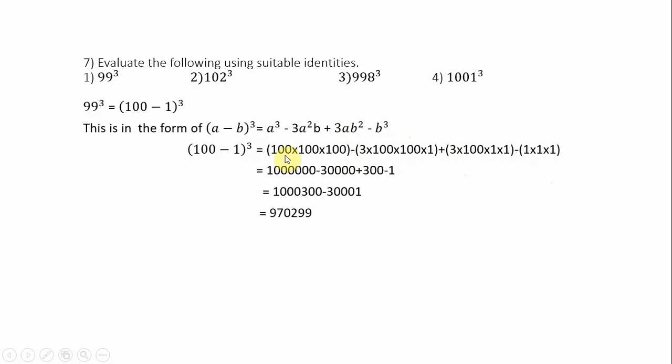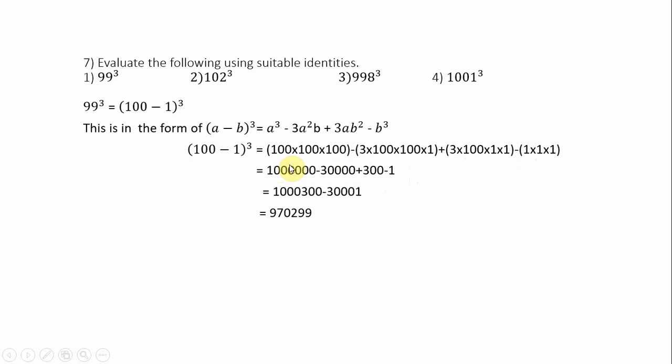So here if you multiply these two zeros, two zeros, two zeros, together it is equal to 6 zeros. Now minus, here two zeros and two zeros. So it becomes what? 100 into 100, 10,000. 10,000 into 3 is equal to 30,000. Now 3 into 100 is equal to 300. Now minus into 1 into 1 into 1 is 1. 1 is multiplied with a minus, then it becomes minus 1.